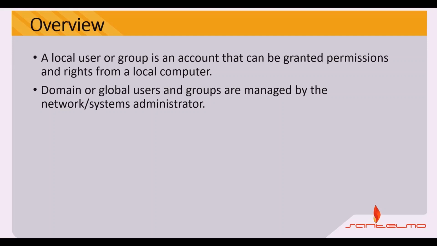A right authorizes a user to perform certain actions on a computer, such as backing up files and folders or shutting down a computer. A permission is a rule associated with an object, usually a file, folder, or printer, and it regulates which users have access to that object and in what manner.